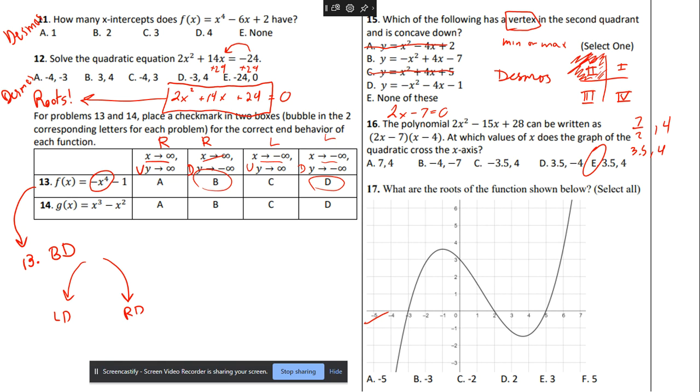And then number 17, it might be a little bit tough to see. It's kind of small sometimes, but we're just looking for roots. So we're going to do wherever it crosses the x-axis, 1, 2, 3 roots. So make sure you have all 3 answers listed for number 17.